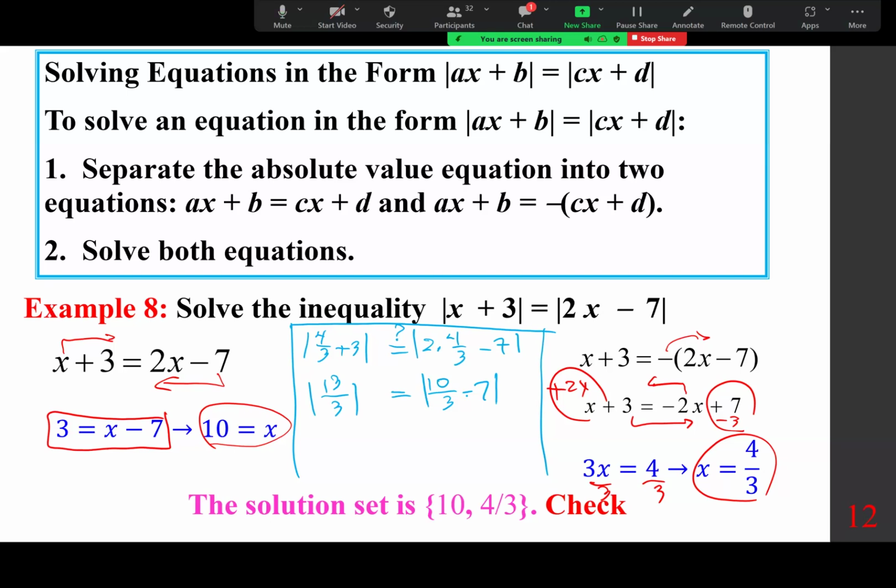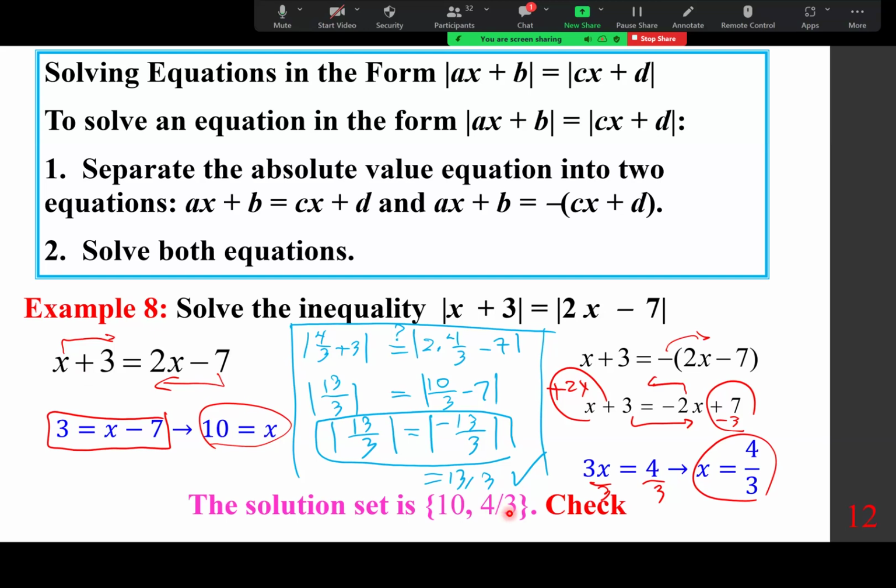Okay. And so 7 times 3, 21. 10 minus 21. This is minus 13 over 3 in an absolute value. That's the left side. This is the right side. And as you can see, both sides are equal to 13/3, and it checks. I pick the fraction because sometimes students seem to have difficulty with fractions. So yes, it works.